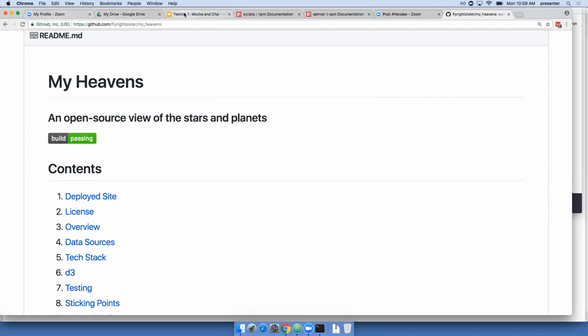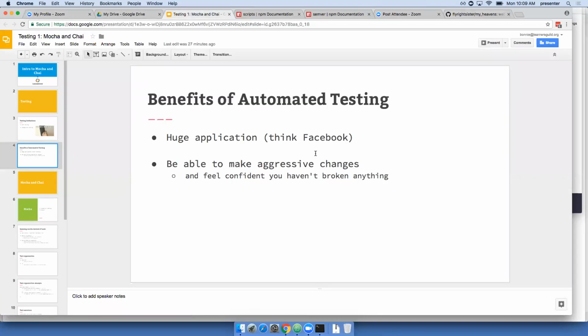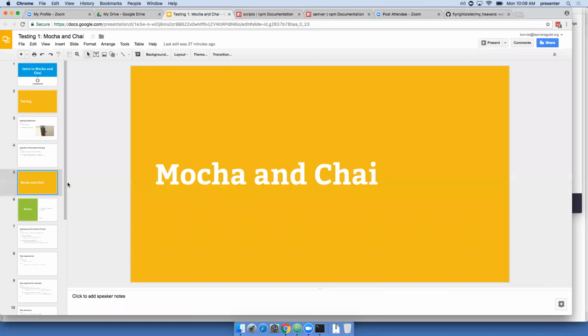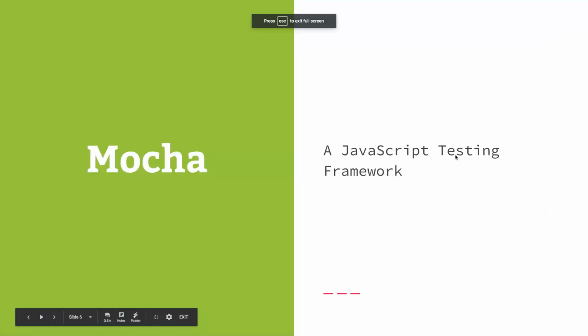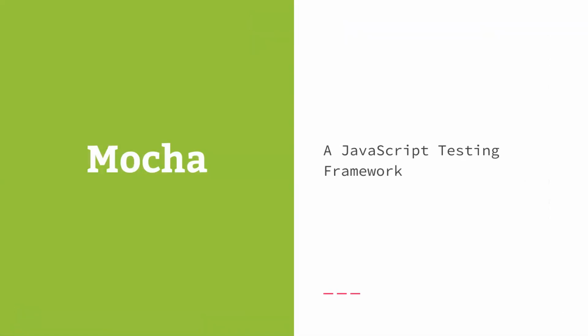Okay, so back to Mocha and Chai. All right, so I'm going to talk about Mocha and Chai separately, and then I'll talk about how they integrate together. So Mocha is a JavaScript testing framework. It's a way to organize your unit tests in JavaScript. Unit tests meaning testing just a small piece of functionality of your software.